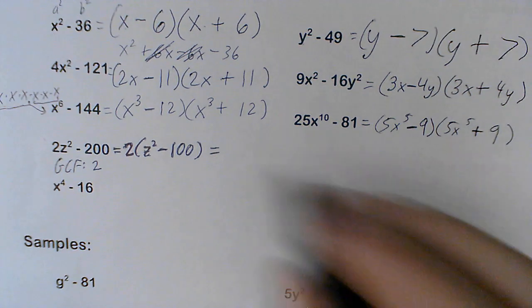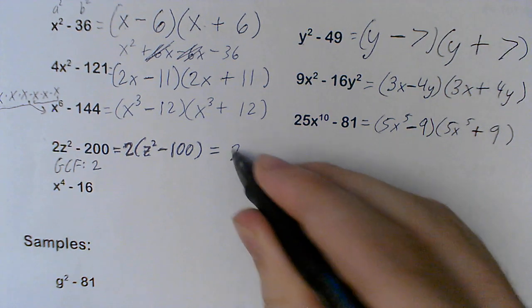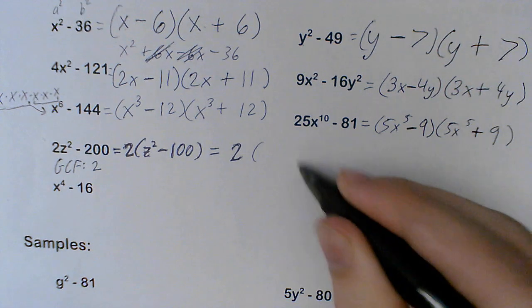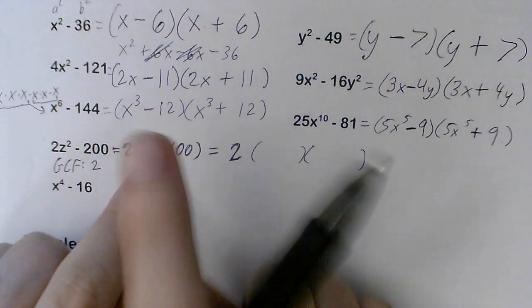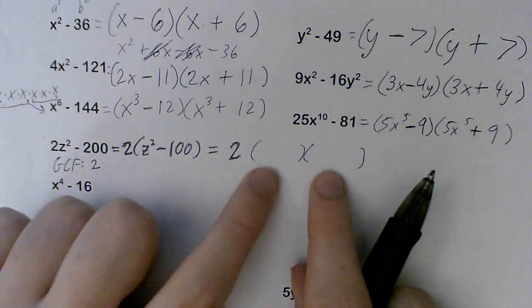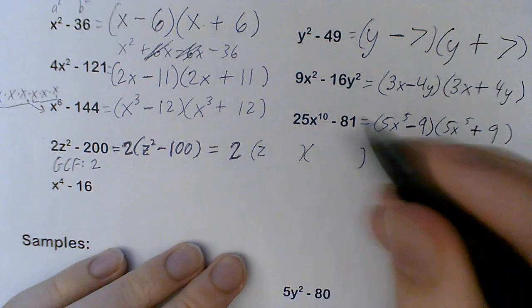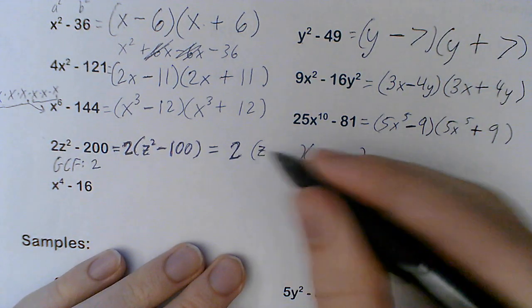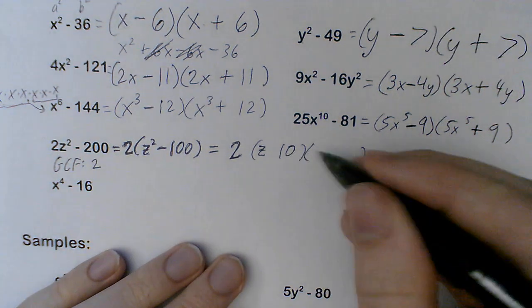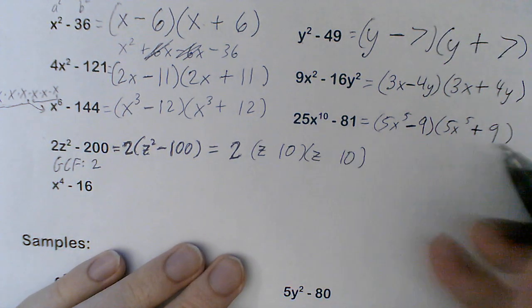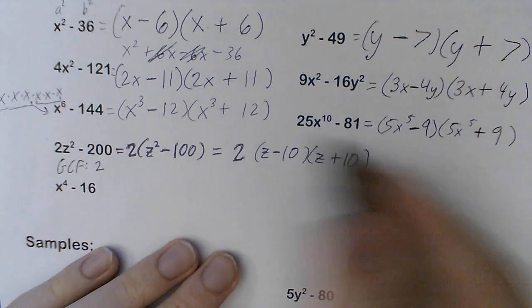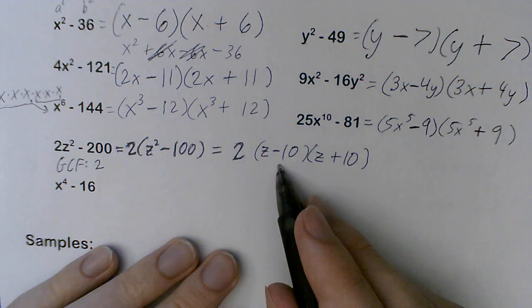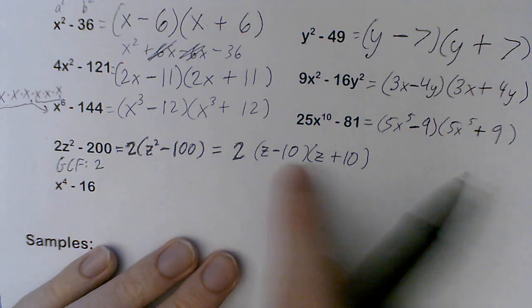So we are going to get 2 as our GCF, and then we're going to factor this z squared minus 100. Z squared is a perfect square, 100 is a perfect square, we can do difference of squares. Z is the square root of z squared, 10 is the square root of 100, minus plus. That is our factored form. 2 times z minus 10 times z plus 10. It has 3 factors.